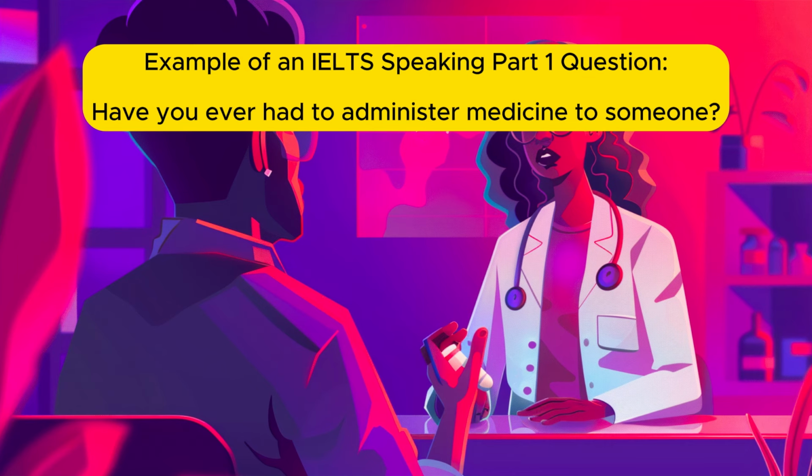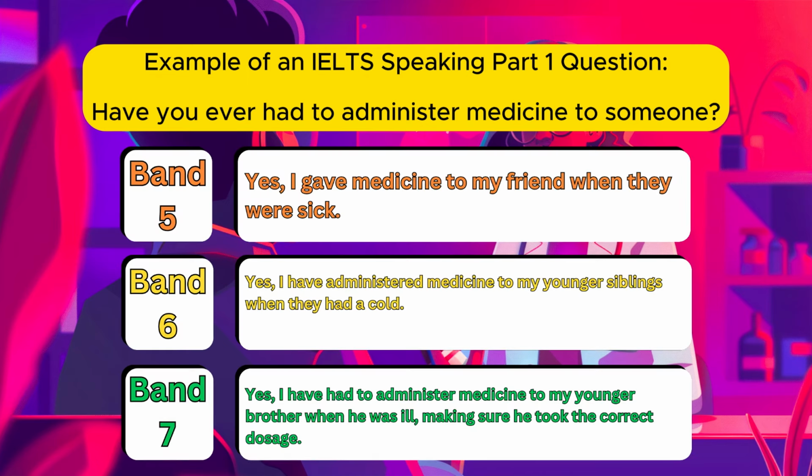Example of an IELTS Speaking Part 1. Question: have you ever had to administer medicine to someone? Band 5. Yes, I gave medicine to my friend when they were sick. Band 6. Yes, I have administered medicine to my younger sibling when they had a cold.